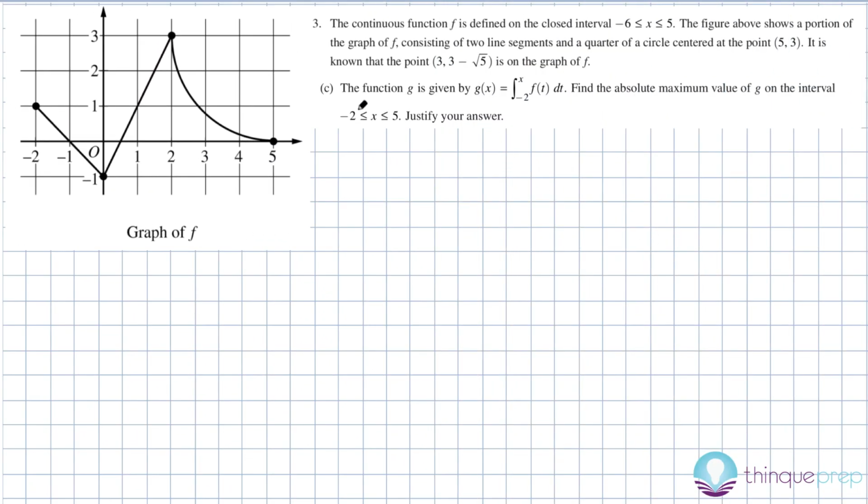Part C, we're given the function g, which is given by g of x is equal to the integral from -2 to x of f of t dt. Find the absolute maximum of g on the interval -2 to 5 and justify your answer. So let's look at this equation over here. What is this equation saying? The function g is the integral starting at -2 and then ending at some unknown x point of this function over here. So basically, g depends on the area under this graph right here.